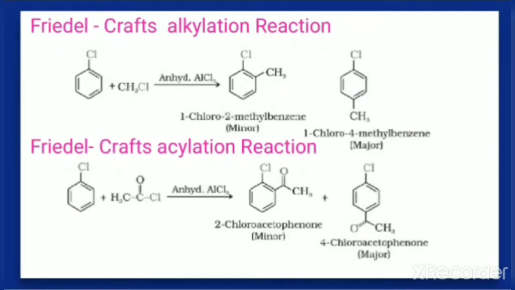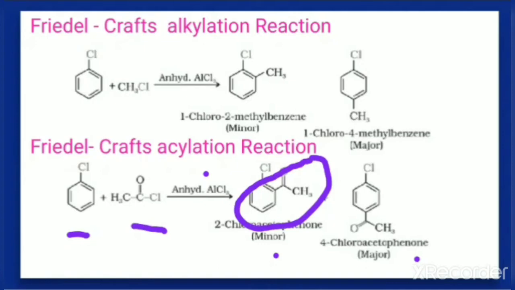Similarly, when the haloarene is treated with the acyl chloride, that is CH3COCl, called acyl chloride, in the presence of anhydrous AlCl3, two products are formed. That is, one is 2-chloroacetophenone, the other one is 4-chloroacetophenone. Here it is acetophenone because the ketonic group is the functional group, therefore this part is called acetophenone. C6H5COCH3 is called acetophenone.